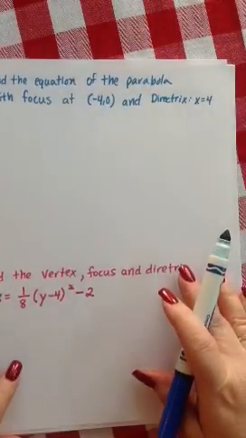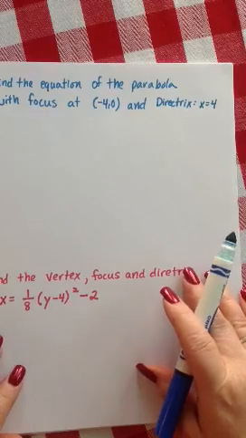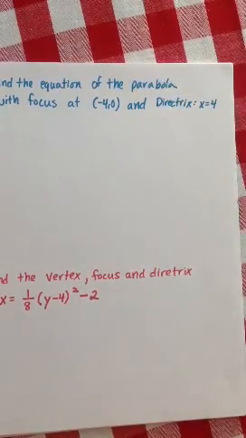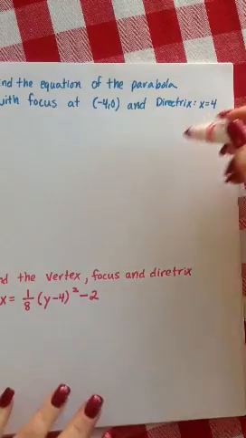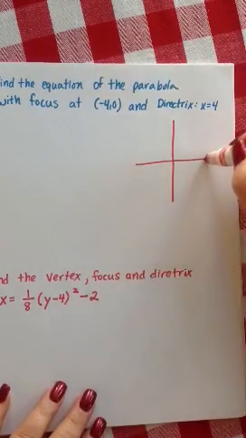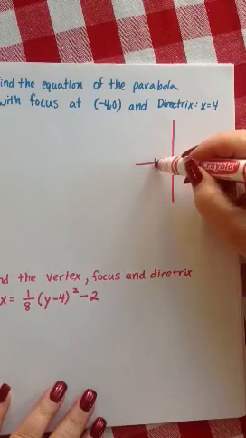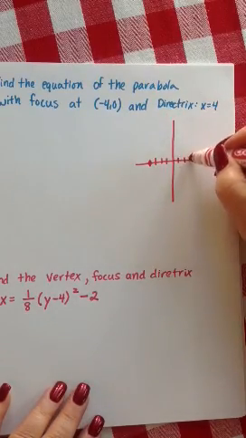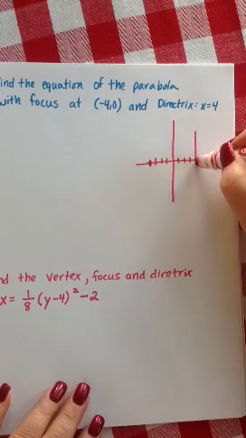All right, one more little parabola discussion. It says, find an equation of a parabola that has a focus at (negative 4, 0) and a directrix at x equal to 4. Once again, you just sketch your picture. So (negative 4, 0) is where our focus is. Our directrix is the vertical line at x equal to 4.